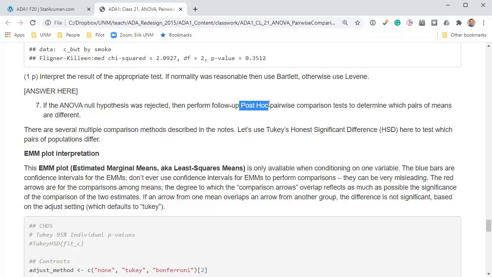Post hoc means after, afterwards. Pairwise comparison tests to determine which pairs of means are different. And there are several multiple comparison methods that I describe in the notes. There's Fisher's least significant difference, which you should never use. There's Tukey's honest significant difference, which seems like a jab at Fisher, honestly, and which is typically a good one to use. There's Bonferroni, which is typically too conservative, and then there's like a dozen more that people have developed based on your scenario. I would say that if you don't quite know what to use, use Tukey's. Very few people are going to argue that Tukey's would not be appropriate.